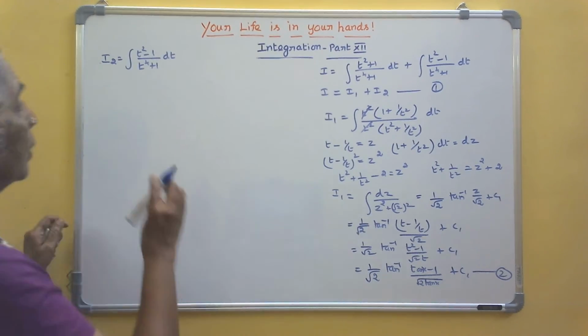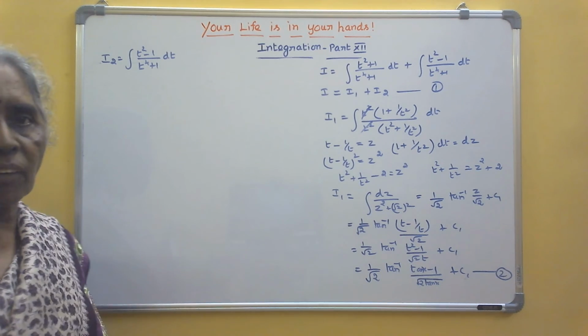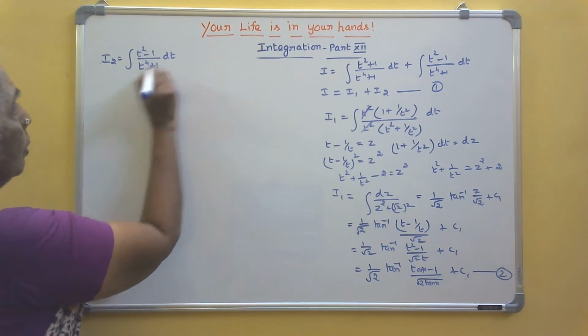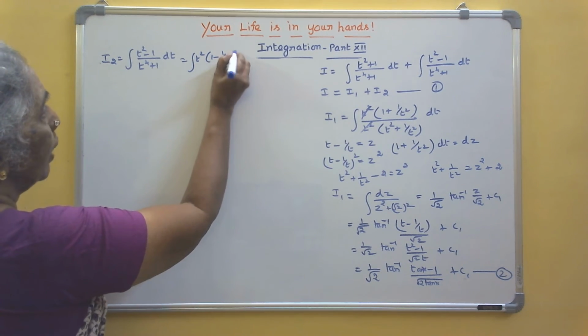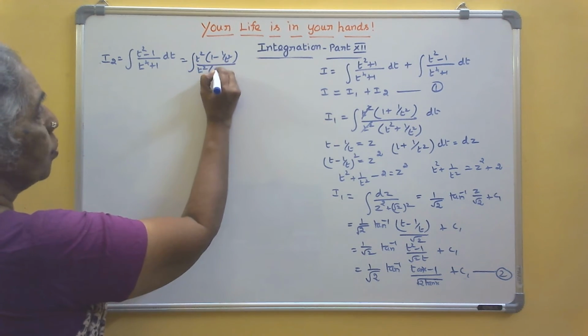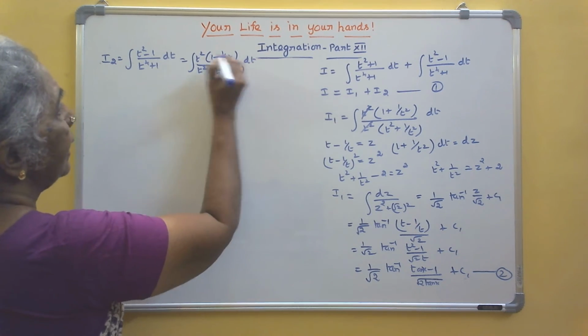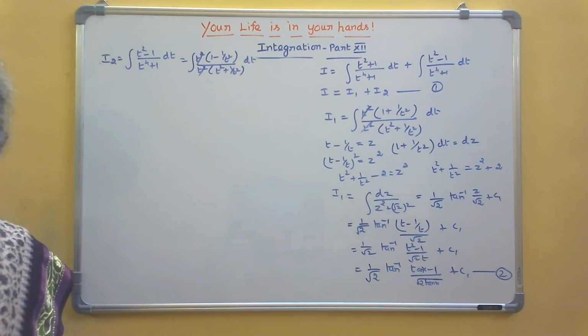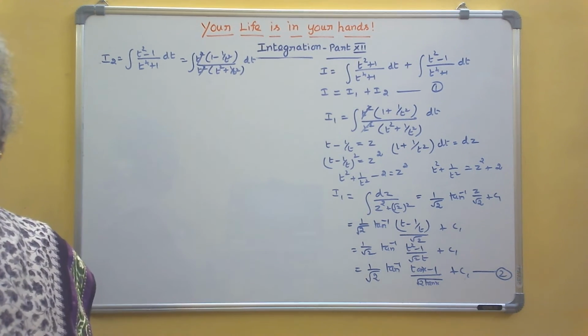Now, I2 is integral t square minus 1 by t power 4 plus 1 dt. So the first step you know. Take t square out: 1 minus 1 by t square, over t square plus 1 by t square, dt. Cut it. Fine. Now, we have to substitute. Because you have a minus, you will be getting a plus.